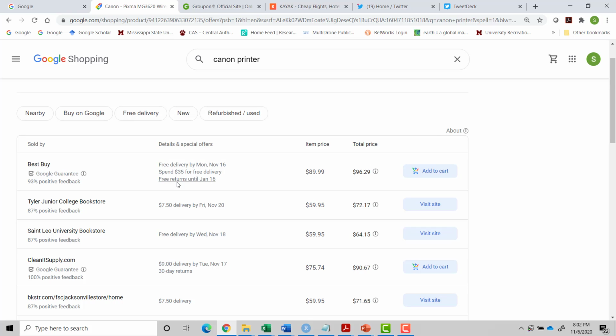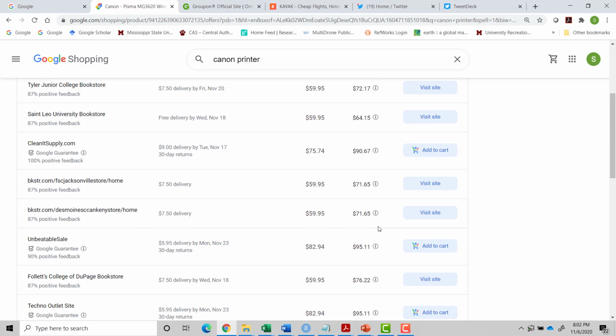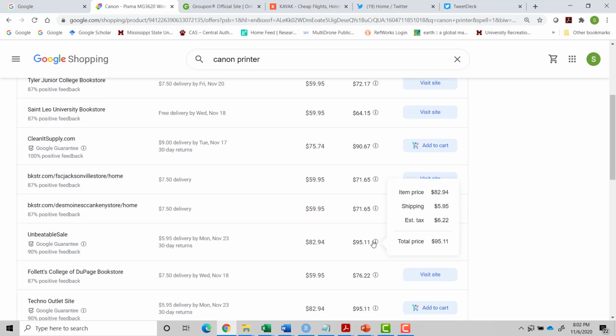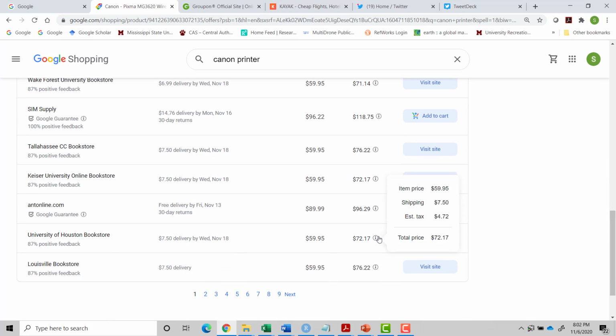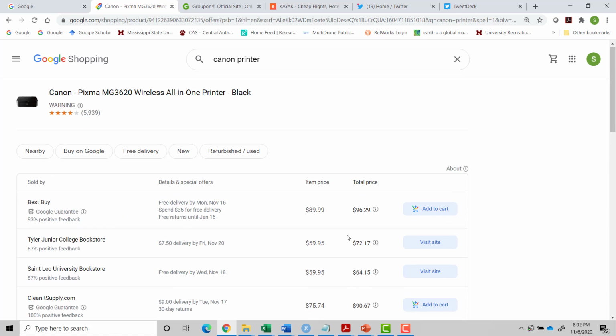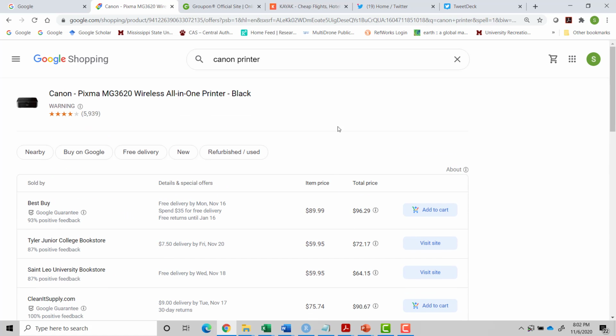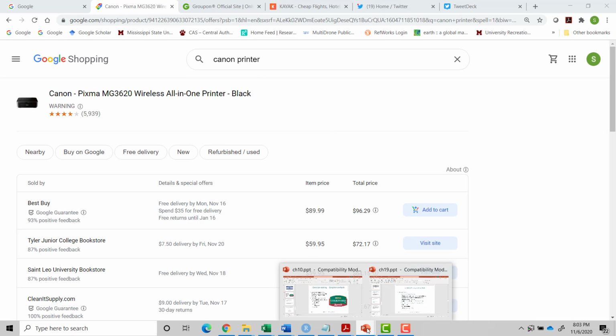And we can actually get the full total price, including shipping and including tax. And we can compare different people selling it online, different providers. So that's an example of price transparency. And of course, price transparency will work across countries.